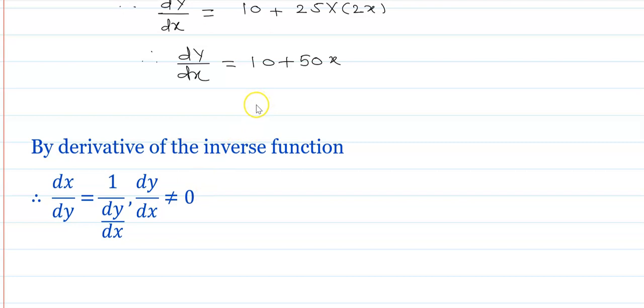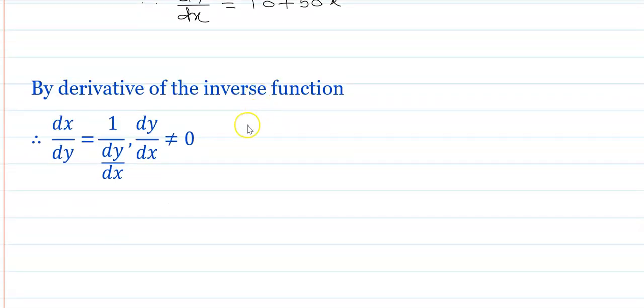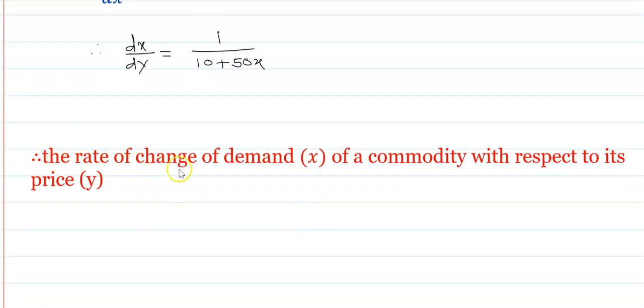Now substitute the value of dy by dx, which is 10 plus 50x, and hence here dx upon dy is equals to 1 upon 10 plus 50x, and therefore the rate of change of demand x of a commodity with respect to its price, that is dx upon dy is equals to 1 upon 10 plus 50x. Okay, and this is the answer.